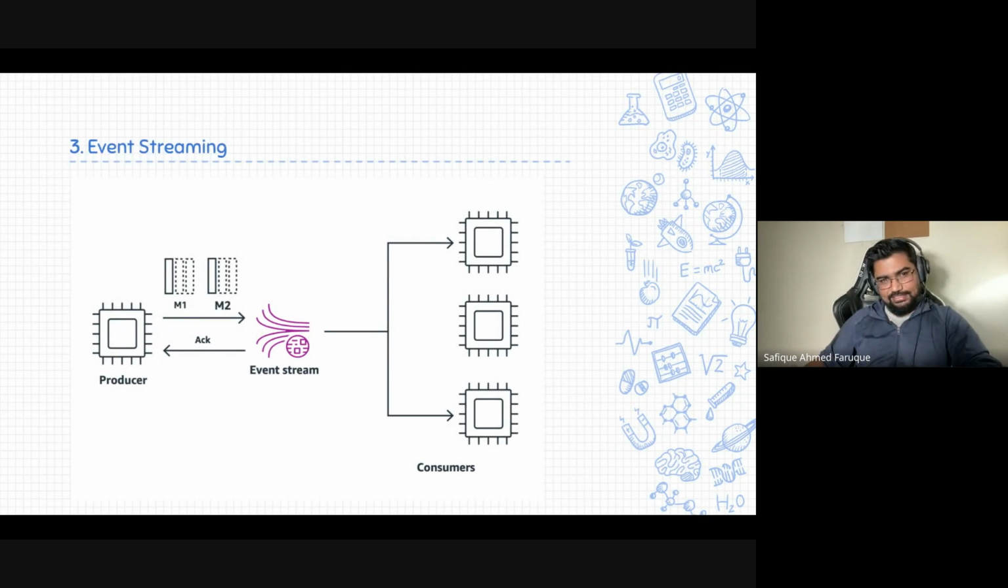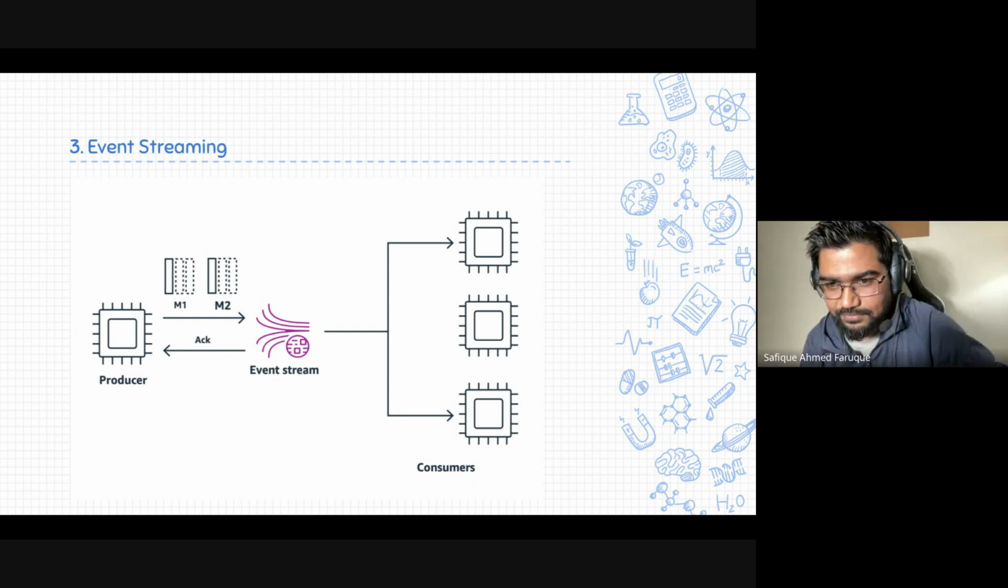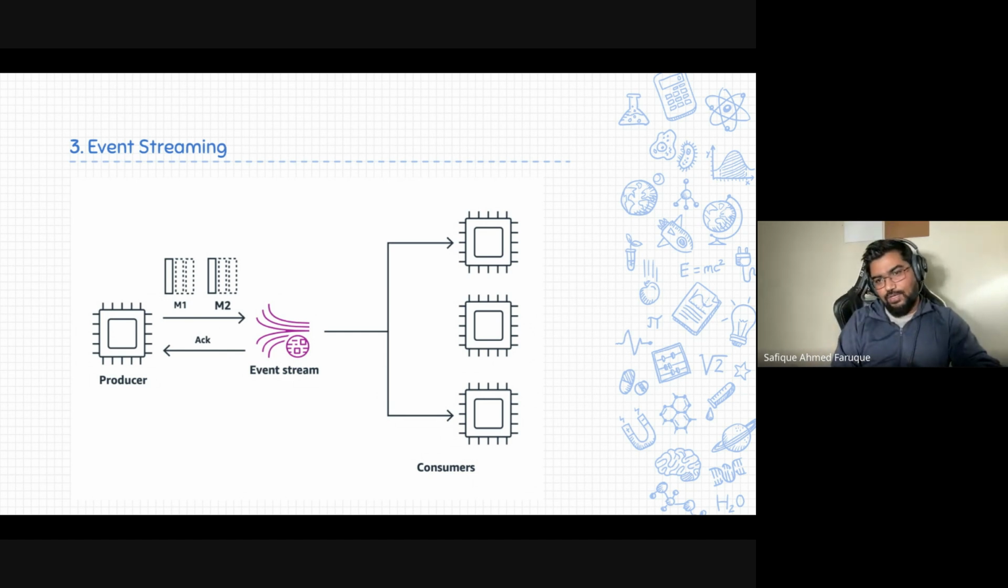Now the third one, there is a question. What happens when the event broker dies or slows down, becomes unresponsive and loses events?